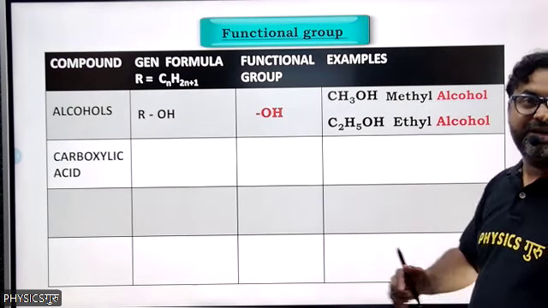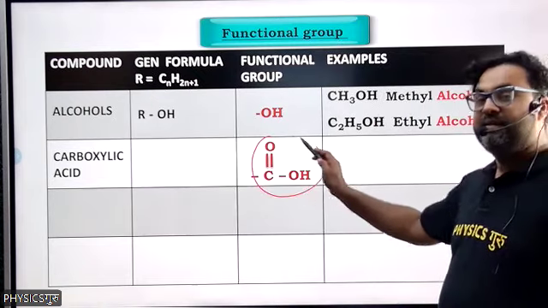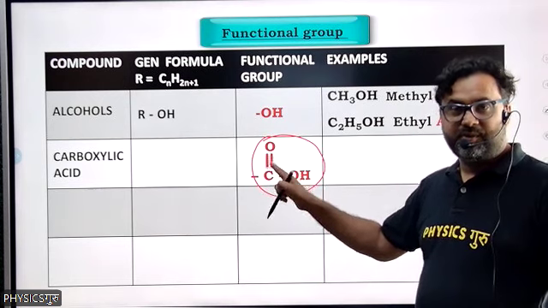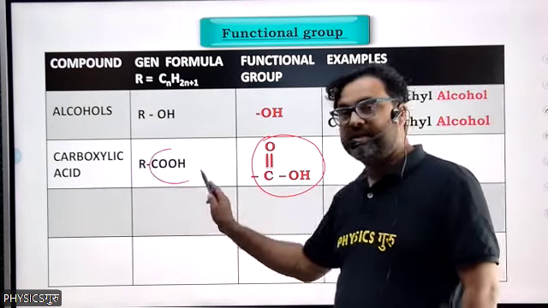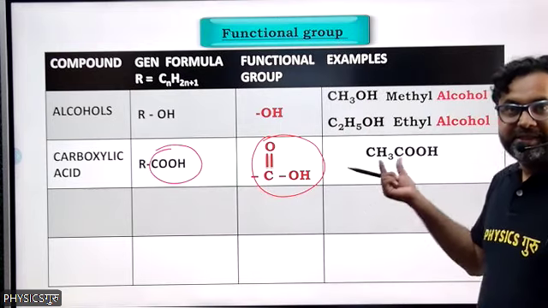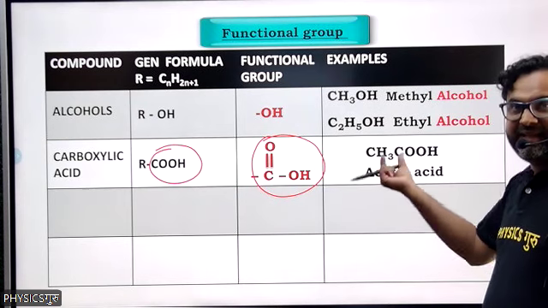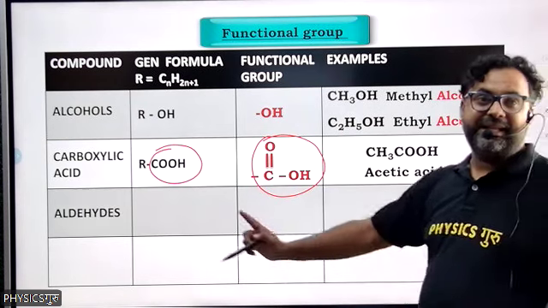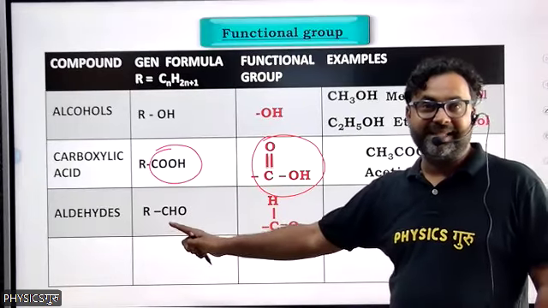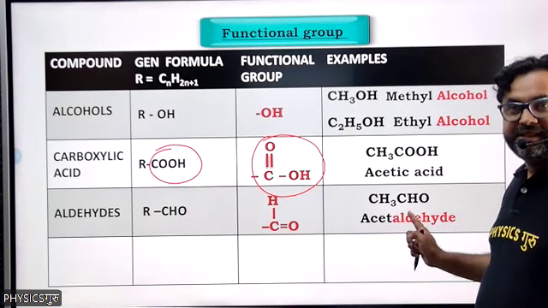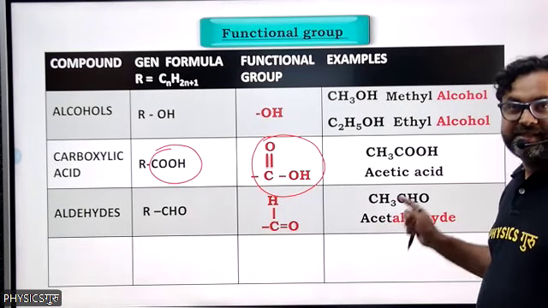Next functional group, carboxylic acid. Carboxylic acid is COOH. We have C double bond O, single bond OH. That is the carboxylic group, RCOOH. So CH3COOH is called acetic acid. Next one is aldehyde. The CHO group is called the aldehyde group. So CH3CHO is basically acetaldehyde.